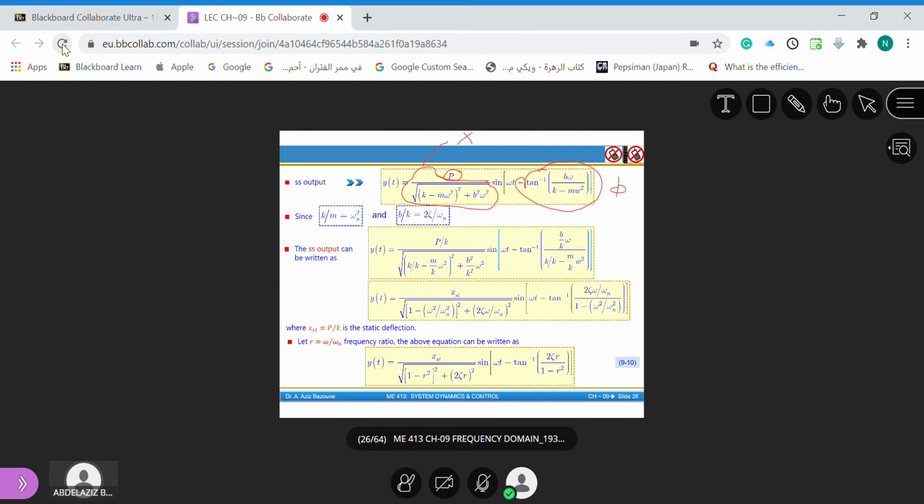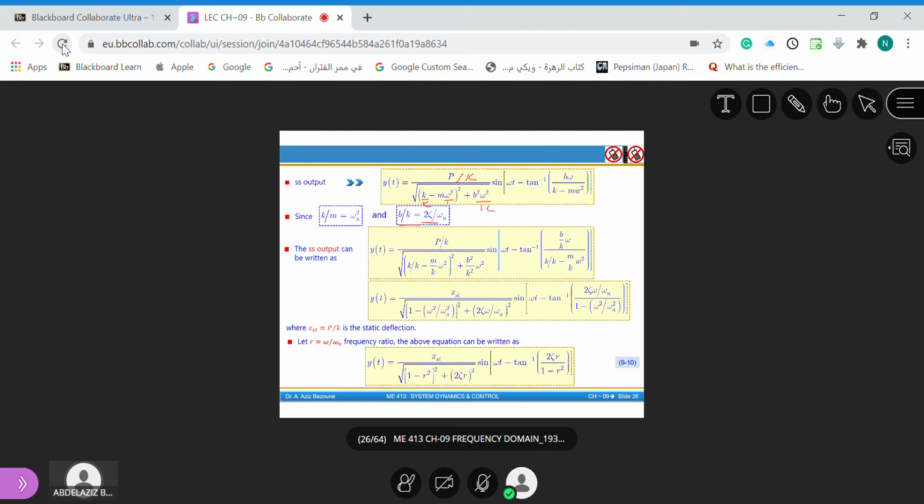So if we observe this, Shabab, that k over m is omega n squared, and b over k is simply twice zeta over omega n, we can simplify by dividing by k. If you divide this equation all over by k, you will get P over k, you will get k over k minus m omega squared over k, plus b over k, minus tan inverse of b over k.